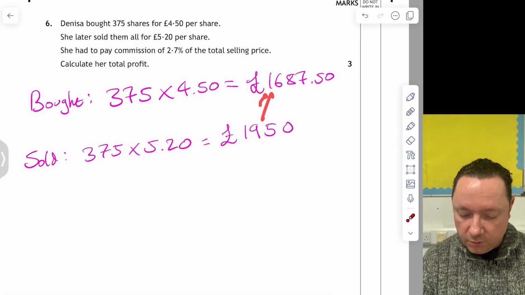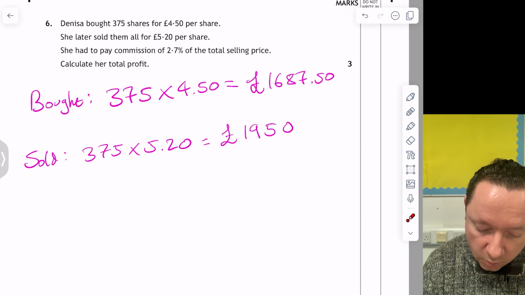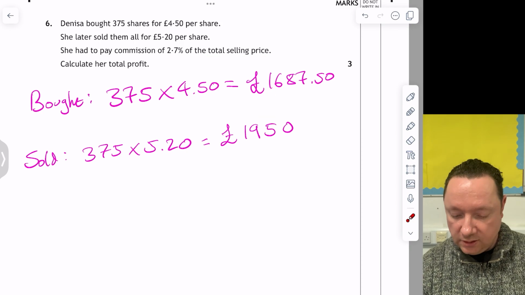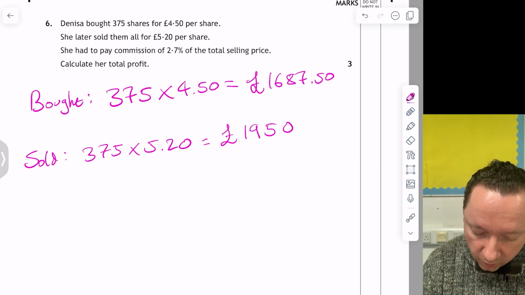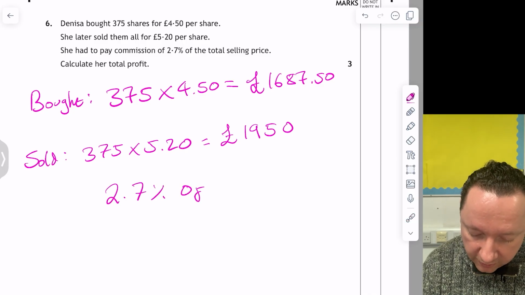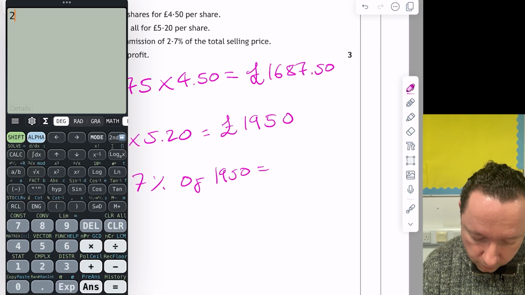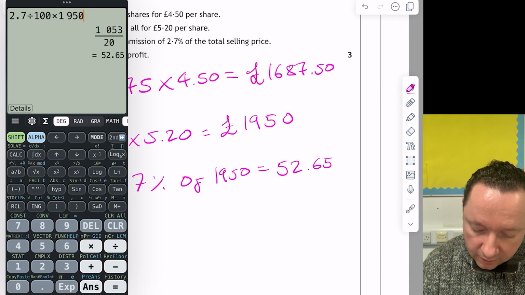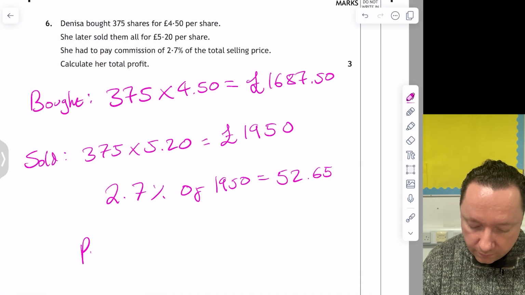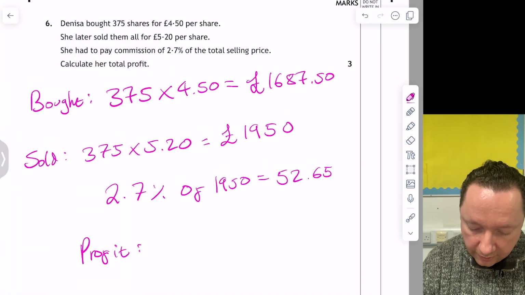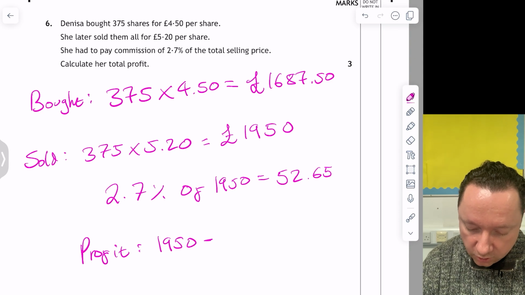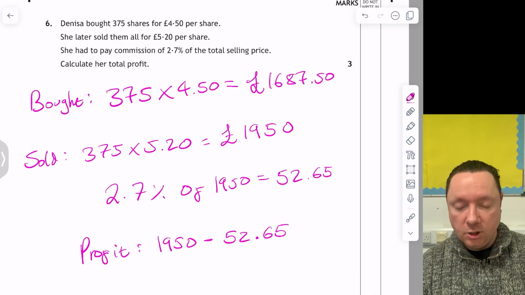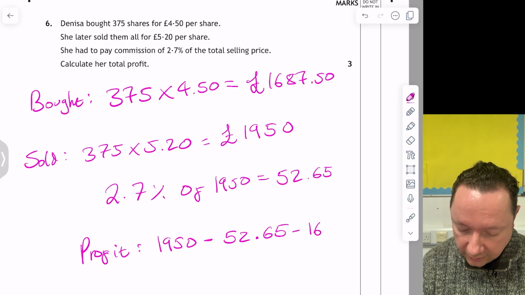Normally that would be your profit, the difference between these two numbers, but she has to pay 2.7% of the selling price. So I need to work out 2.7% and take it off. So 2.7% of 1950 gives me 52.65. So that means her profit is simply 1950 minus 52.65, because that's how much she actually made, and then take away how much she bought them for originally, 1687.50.